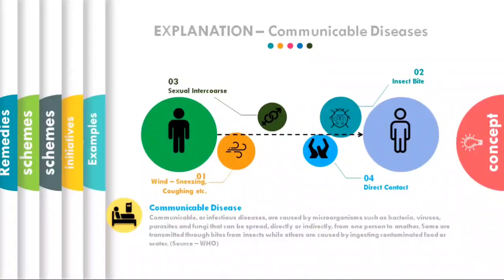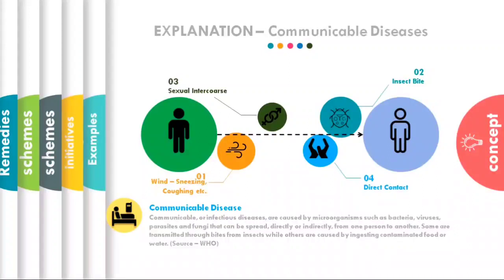What does WHO say about communicable diseases? Communicable or infectious diseases are caused by microorganisms such as bacteria, viruses, parasites and fungi that can be spread directly or indirectly from one person to another, and some are transmitted through bites from insects, while others are caused by ingesting contaminated food or water. Various other diseases are waterborne, foodborne, or airborne. All the diseases which spread from one person to another are known as communicable disease.